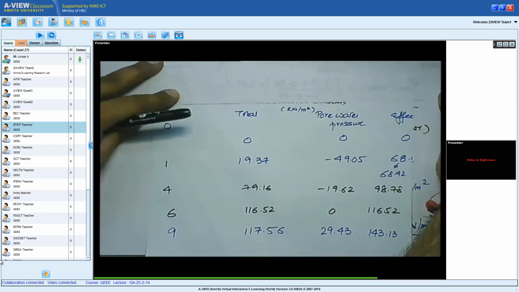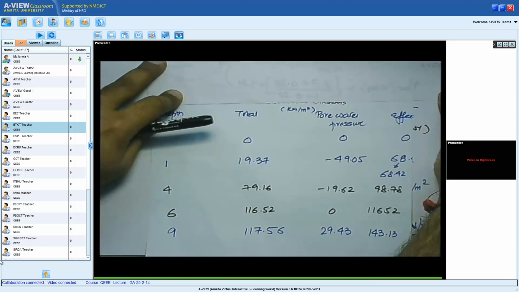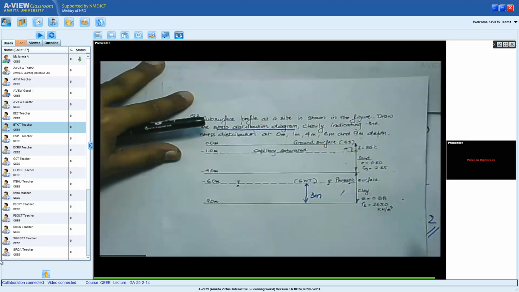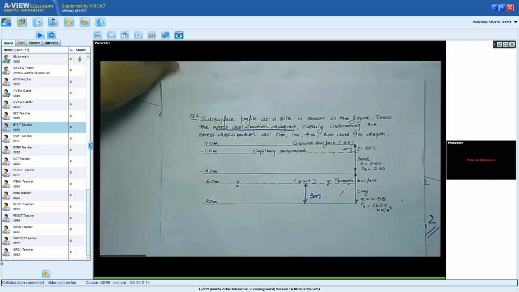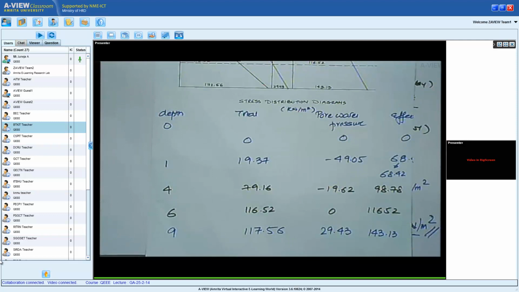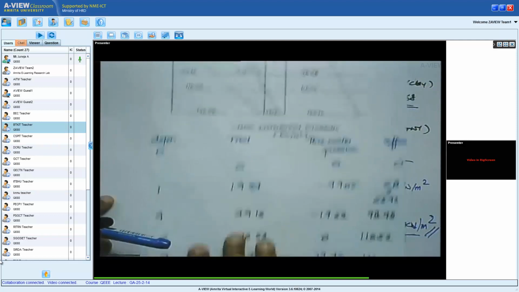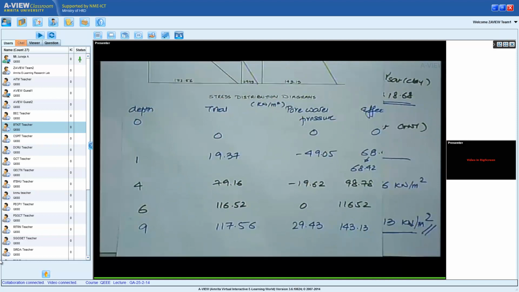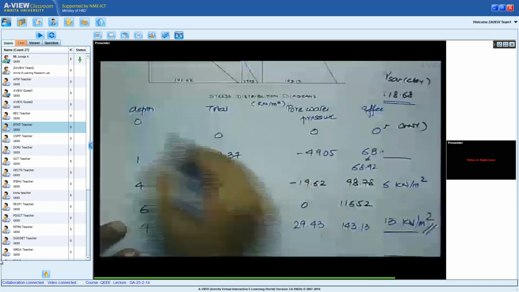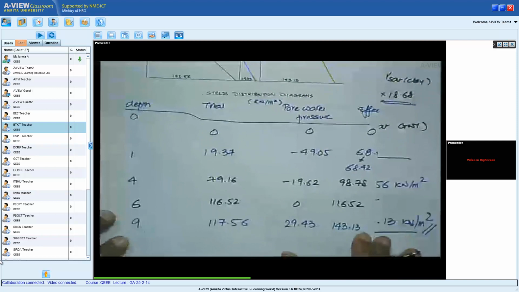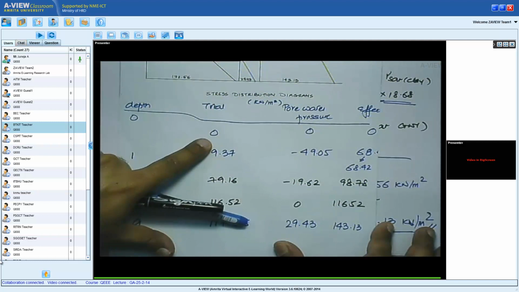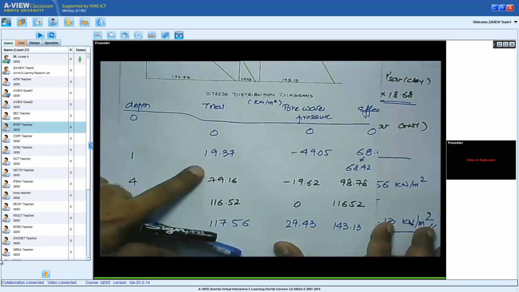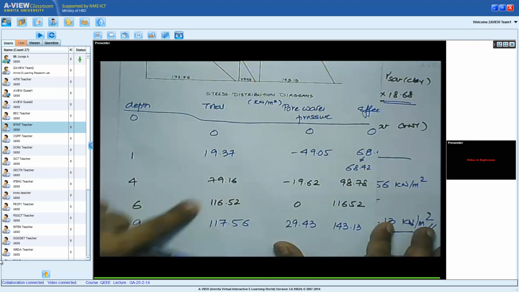Okay, now the same question says, let me bring back the question. The question says the stress distribution diagram. We need to draw the stress distribution diagram. If you would have followed the analogy as the last question, this is the table which we have made. The same stresses. If I use a total stress, at 0 meters it's 0, 1 meter below the surface it's 19, 4 meters it's 79, and so on.